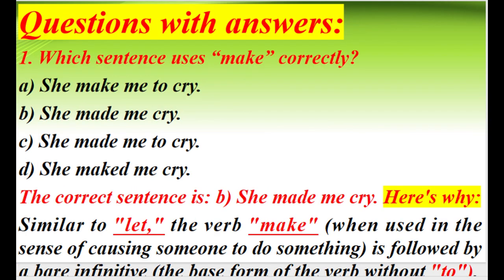Questions with answers. 1. Which sentence uses make correctly? A. She make me to cry. B. She made me cry. C. She made me to cry. D. She make me cry. The correct sentence is B. She made me cry. Here's why.